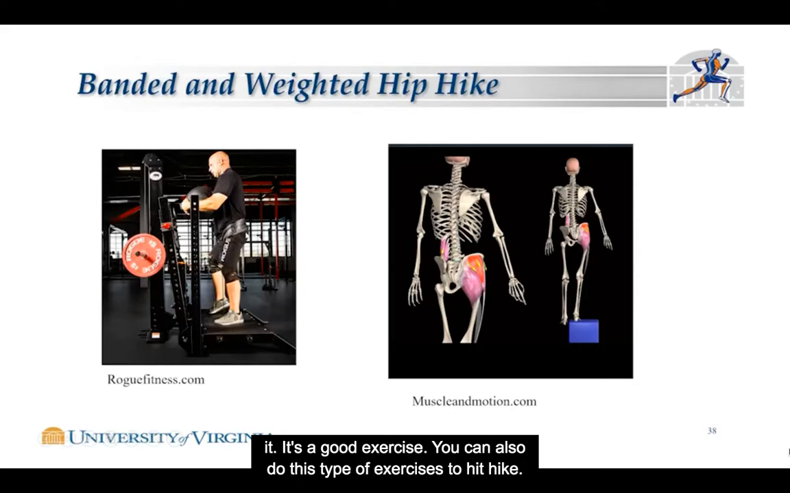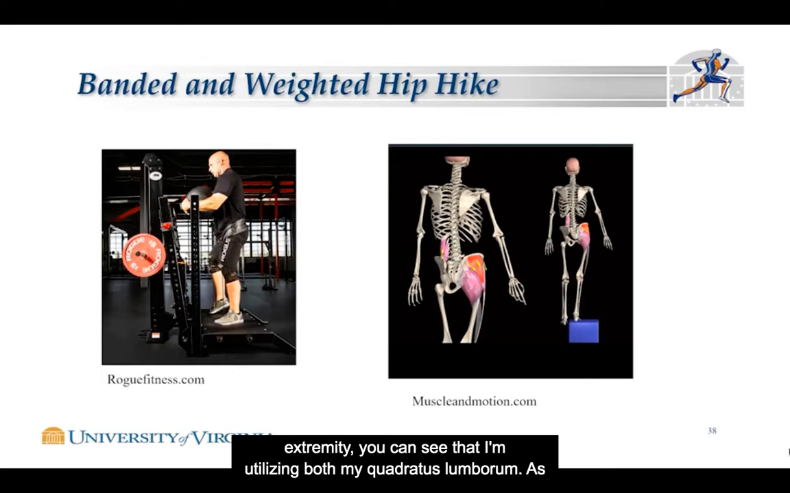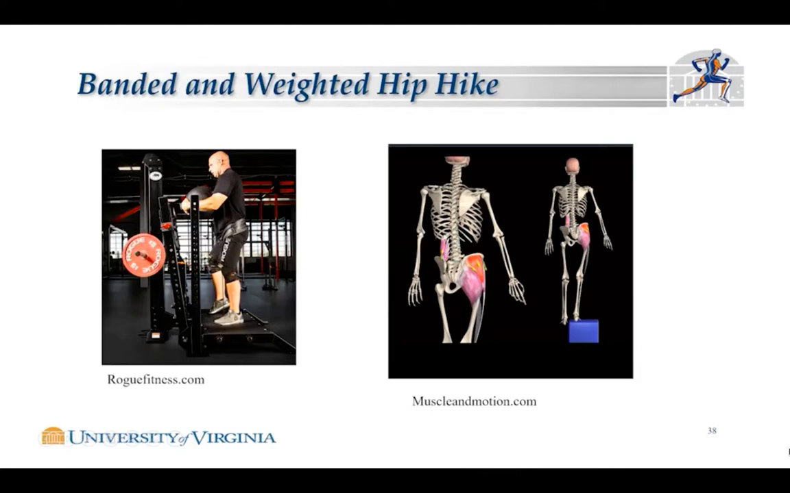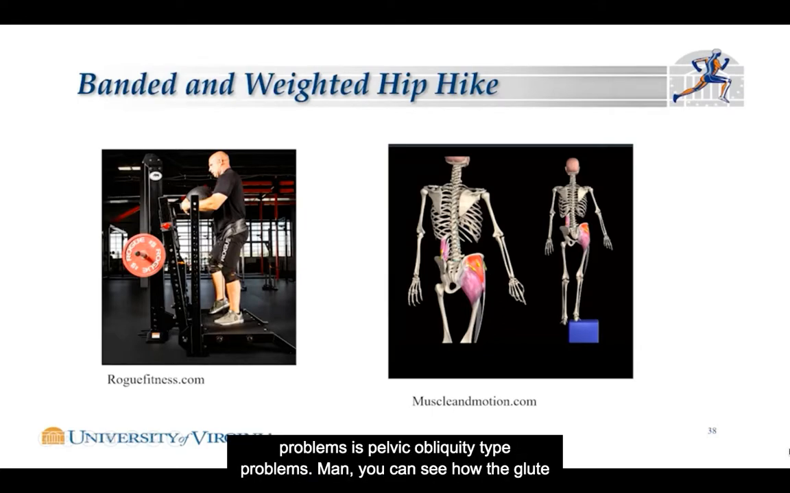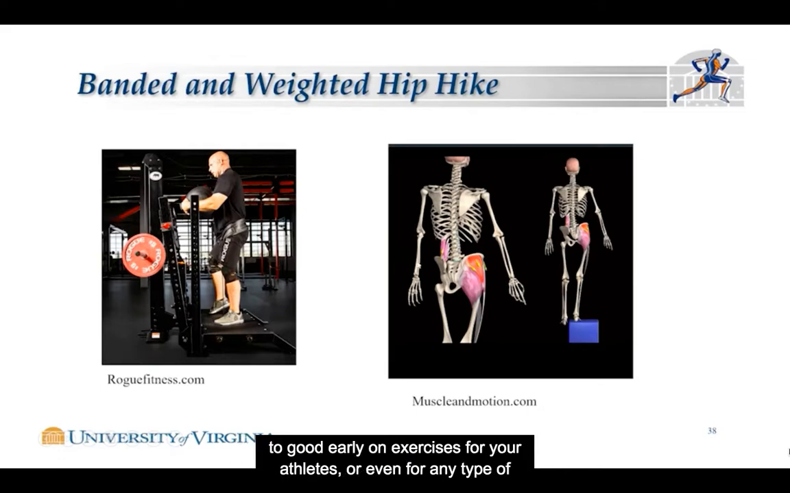It's a good exercise. You can also do this type of exercise, just the hip hike. You can put a band around down here and have them pull against the band if you wanted to do that, or add a weight to that as well, more so than just your lower extremity. You can see that I'm utilizing both my quadratus lumborum. As I said, we forget about the quadratus lumborum a lot with these types of problems, this pelvic obliquity type of problem. Now you can see how the glute medius will pull down and make that pelvis more level again. But these are 2 good early on exercises for your athletes or even for any type of patient to do.